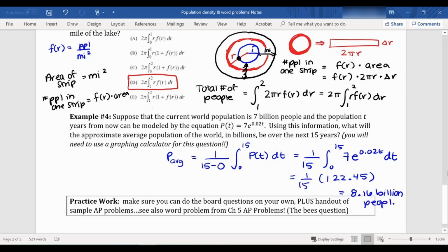So again, there are some board questions that you can try for practice, and I've added some sample AP problems as well.